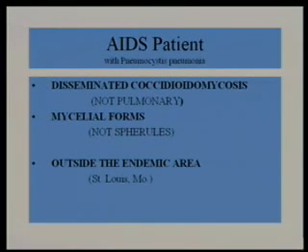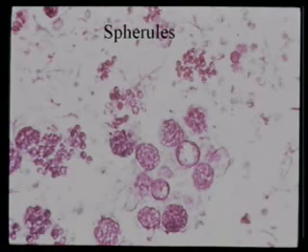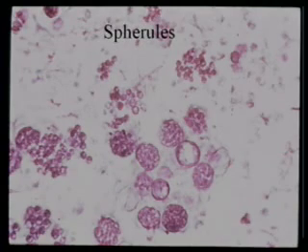Here, this is the same case. He had pneumocystis pneumonia, disseminated, but not pulmonary cocci, which is mainly a pulmonary disease, not spherules, mycelial forms, and in St. Louis. Here are the spherules. So we know that eventually it was coccidioidomycosis. These are the mycelial elements. And you know, the only thing we used to see in tissue was this for coccidioidomycosis.